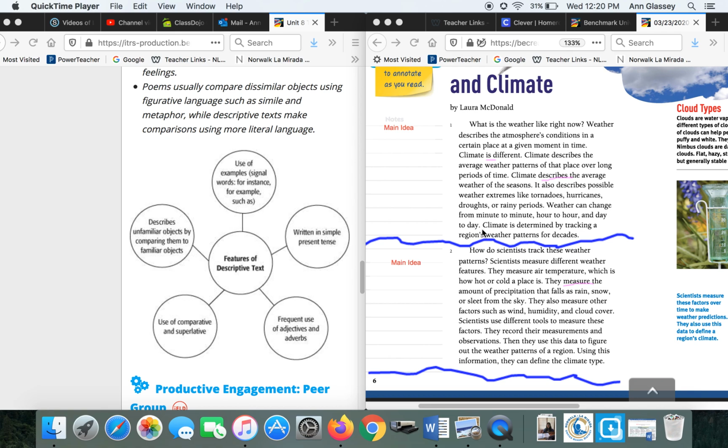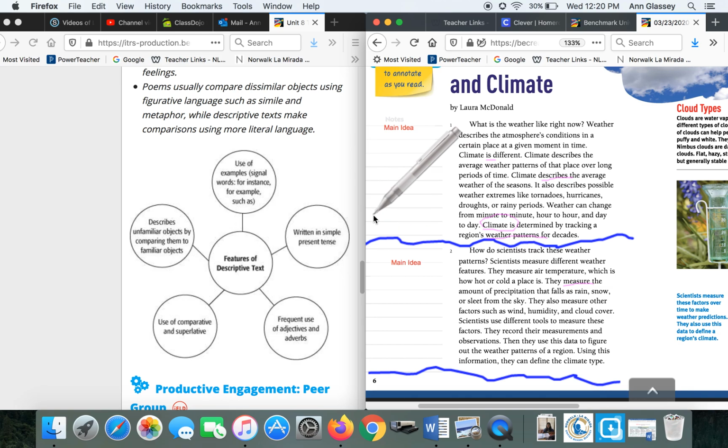Let's pretend that climate was an unfamiliar word. They compare it to something familiar. Climate, unfamiliar to some people, is determined by tracking a region's weather patterns for decades. Weather is familiar to most children. Weather patterns, how the weather is over time, is there a pattern, determines climate. So they compared unfamiliar to familiar.